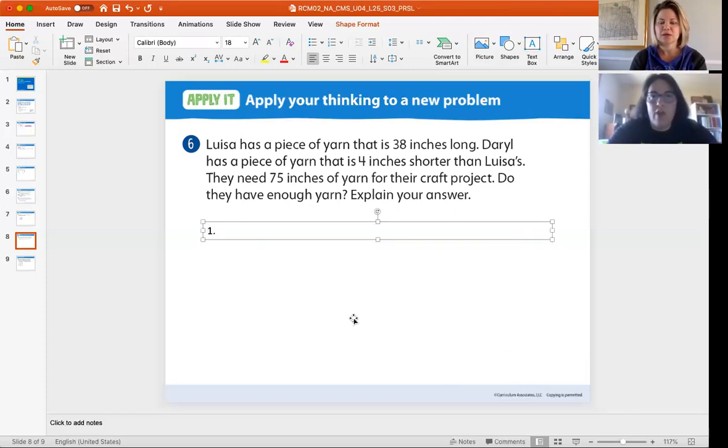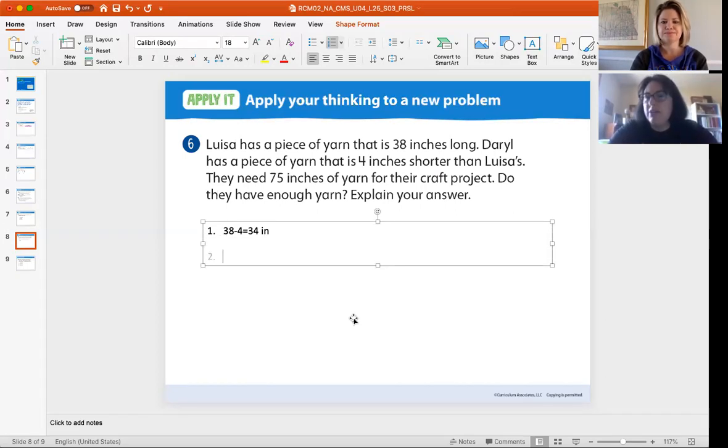So we know, right? How many inches long is Louisa's? We know that hers is 38 inches. Yep, good. Do we know how long Daryl's is? No, we just know that it's 4 inches shorter, which makes me think it's smaller. So I think I need to use a minus. Subtract. Do you agree? Yes, agreed. Good job. 38 minus 4 equals, and I know 8 minus 4 is 4, so it equals 34 inches. Yep, very good.